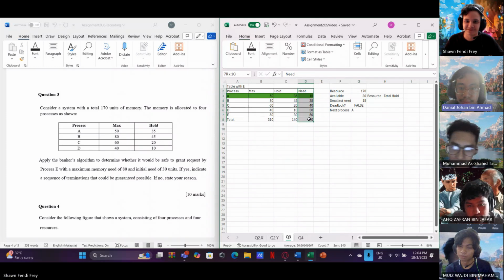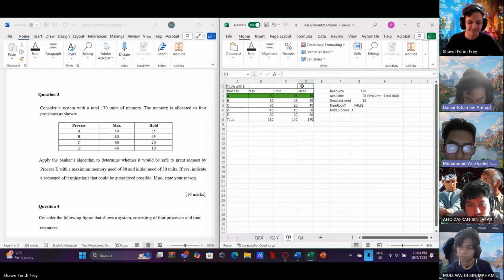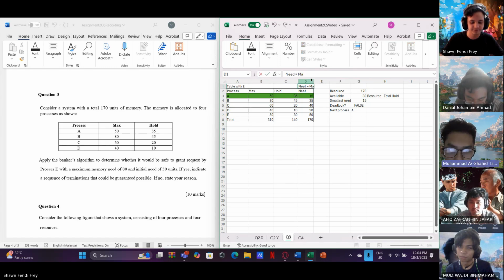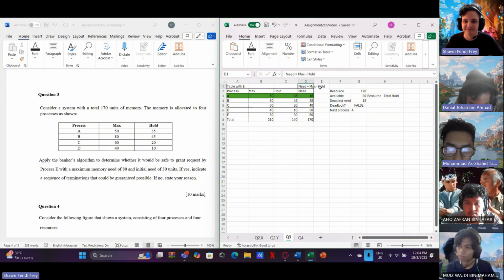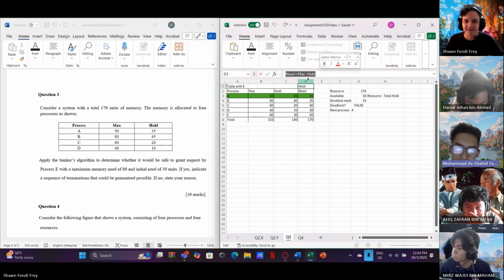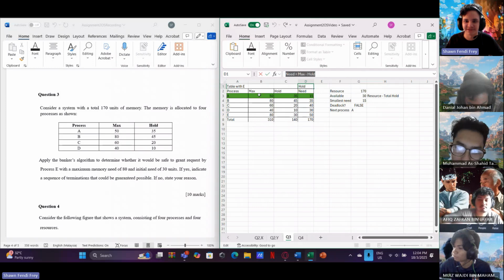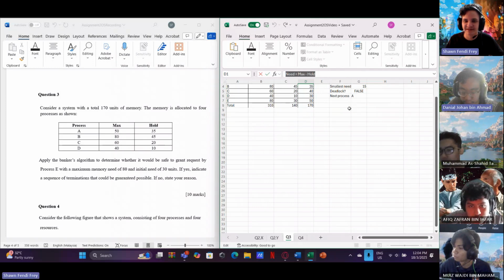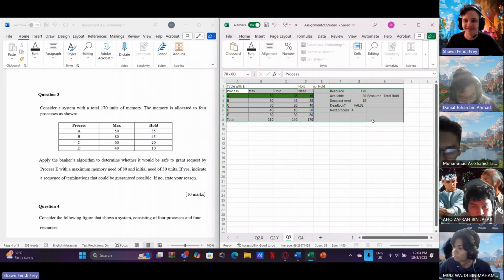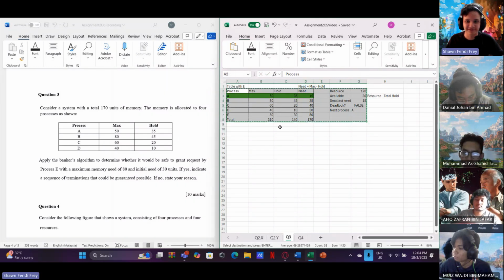For the need, how do we want to find the need? So the need will be the maximum of the process minus the hold of 35. So 50 minus 35, we'll get 15. Need is max minus hold.